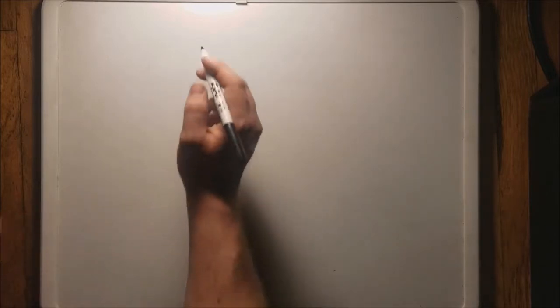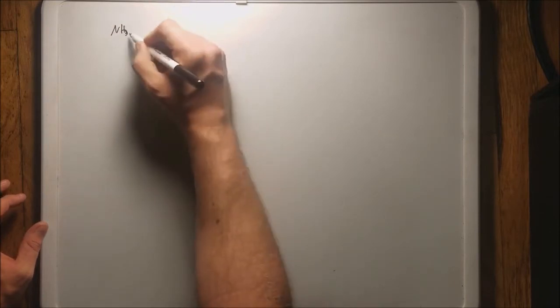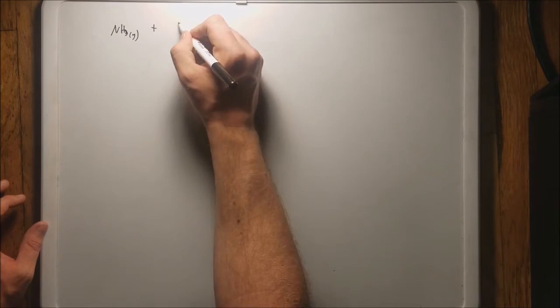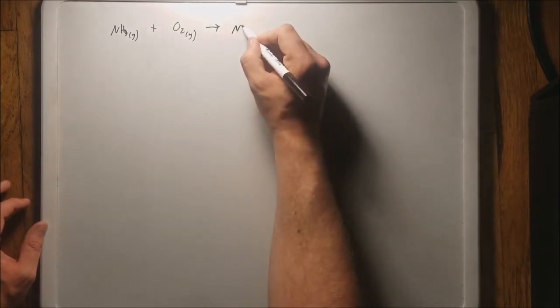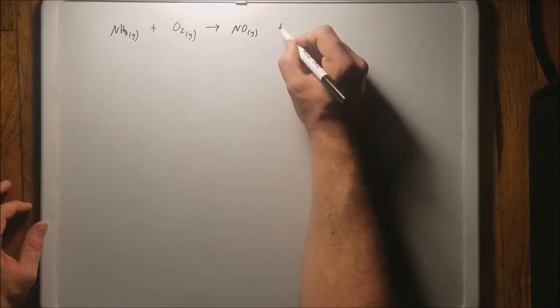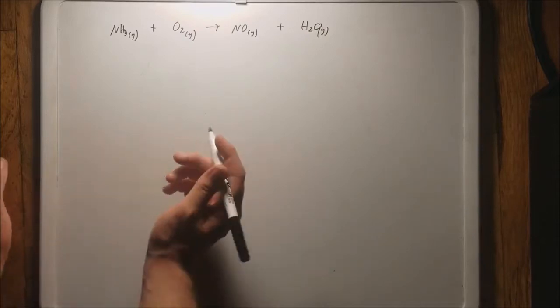So it says that there's 2.00 grams of ammonia reacting with 4.00 grams of oxygen to form nitrogen monoxide and water. So now that we know there's a reaction, let's go ahead and figure out what this balanced reaction would be. So we have NH3, which is a gas, reacting with O2, which is also a gas, to give us nitrogen monoxide and water. So let's go ahead and balance this.